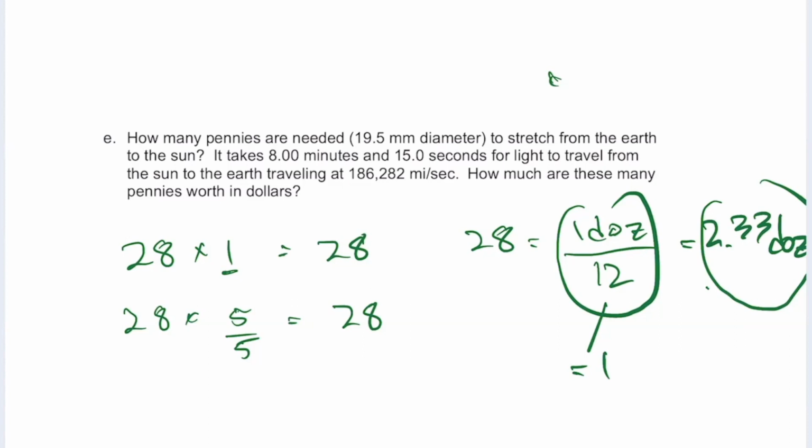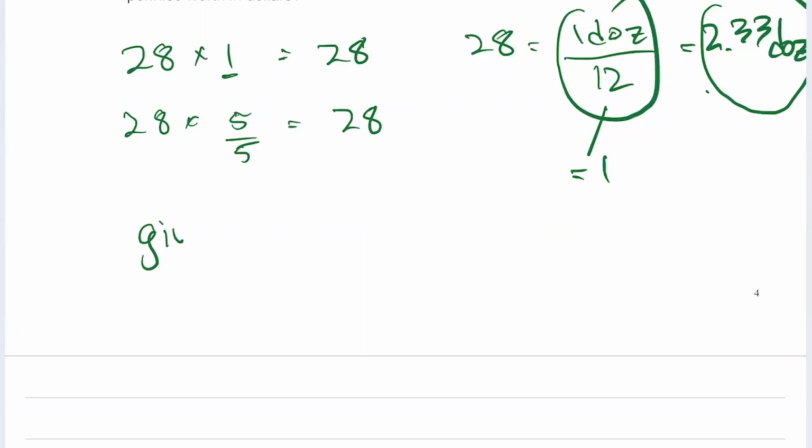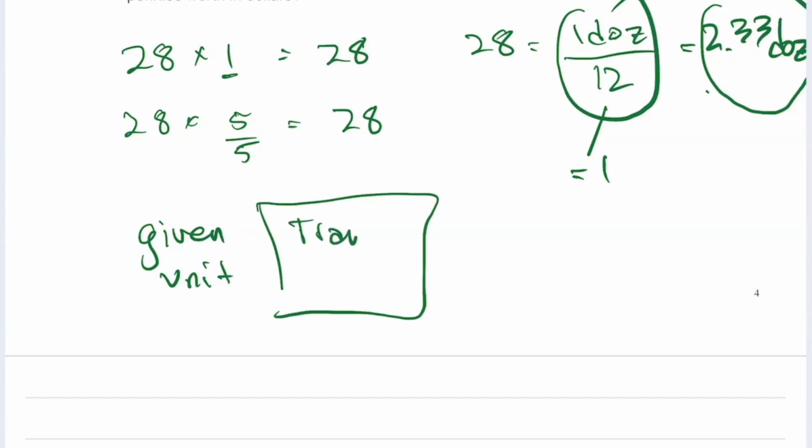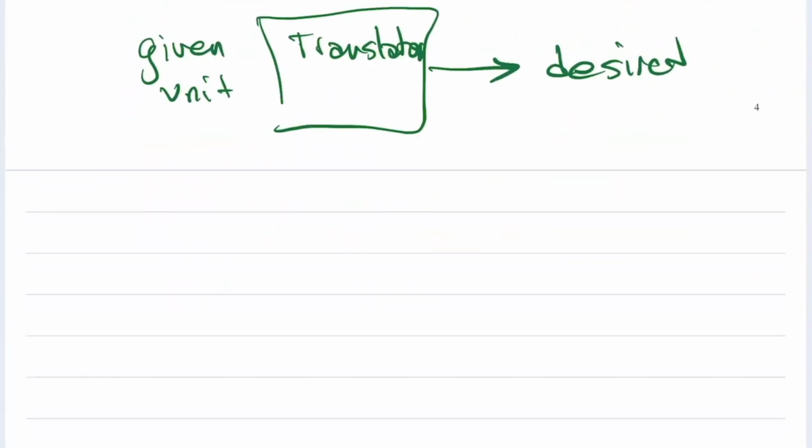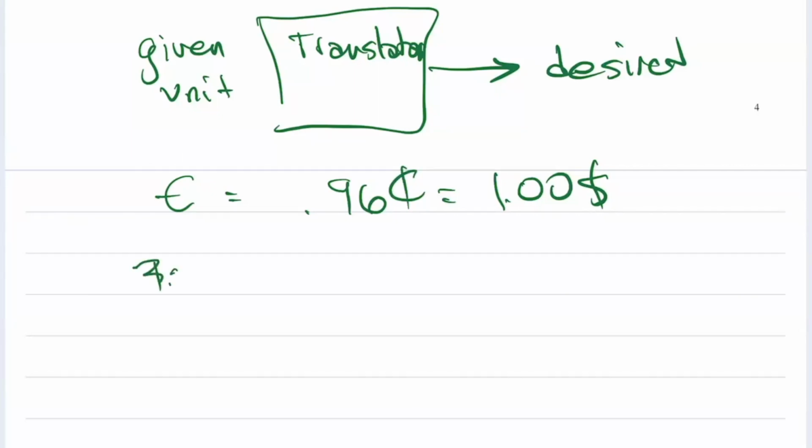It's what we call a translator. You have a given unit, and then you put it through this box, and it's a translator so that you get your desired unit. Kind of like, for example, the euro is 0.96 to $1. If you spend $3.25 in Europe, and you're asked to figure out how much it is in euro, then you can basically do this.